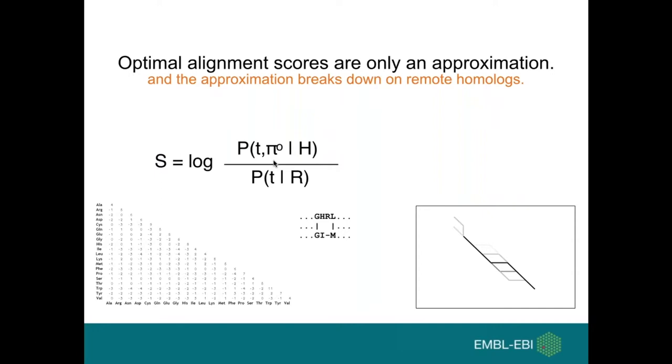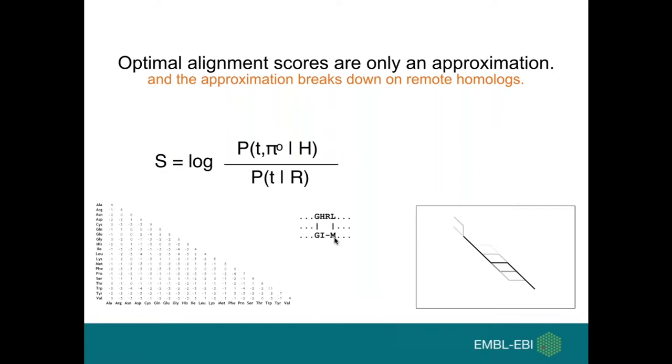However, taking the optimal alignment is only an approximation. It can be not the best alignment, or it may not be the only alignment. And this particularly is true when we start having very distantly related sequences. So in this toy example, I'm showing you that there are actually multiple different ways for the same score of aligning the same query and target sequence. And you'll see in the middle this little toy alignment.